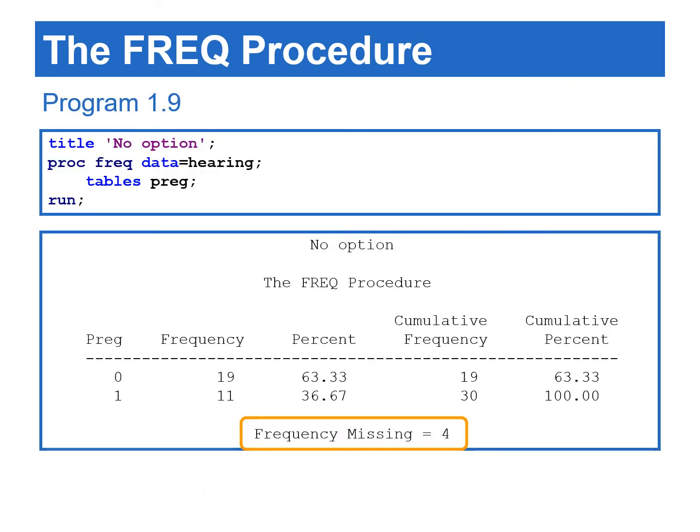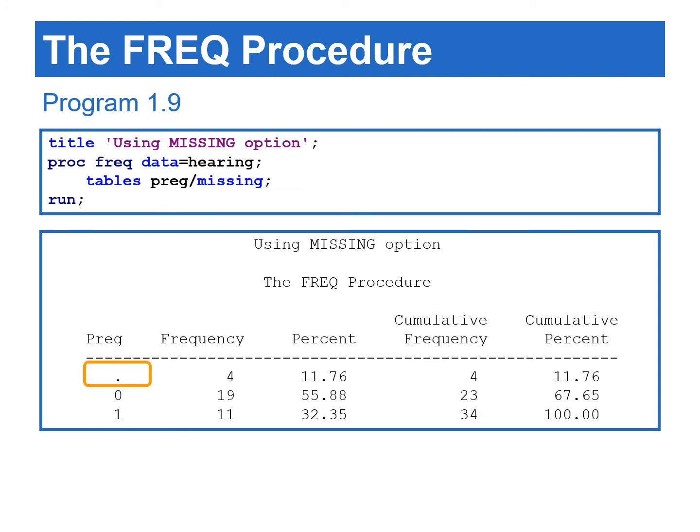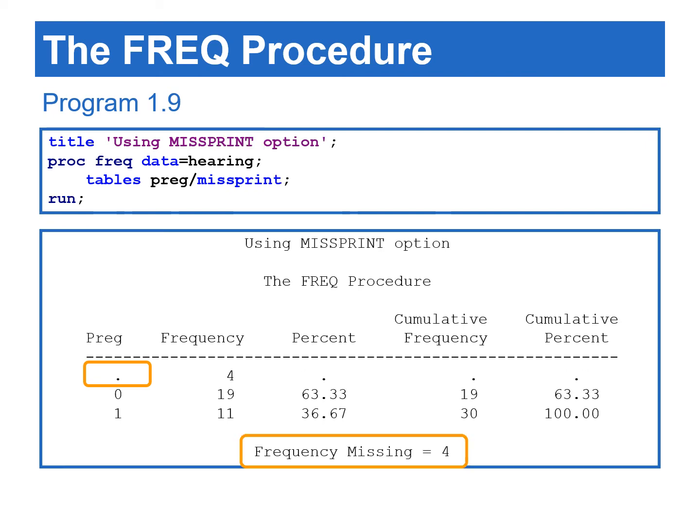In the hearing dataset, the variable FREQ contains missing values. This program does not specify any option in the TABLES statement. By default, PROC FREQ displays the number of missing values at the bottom of the table. Using the MISSING option treats missing values as one group in the output. Using the MISSPRINT option displays missing value frequencies without percentages.